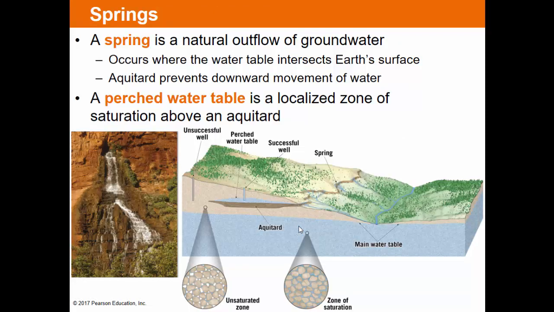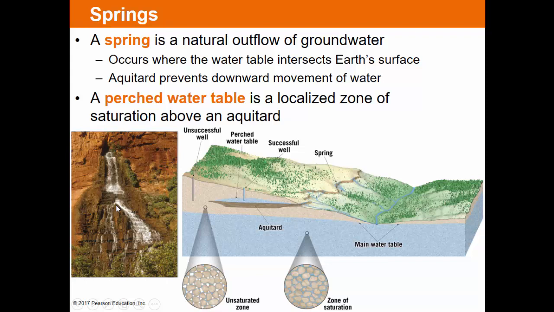As I said, a stream or a spring is where the water table intersects the surface of the ground. So in the case of this spring here on the side of this cliff, it's probably something like this. There's an aquitard at this layer right here. Water that's percolated down from this rock gets to that aquitard. It can't move down any further, so it moves laterally, and it moved laterally until it broke the surface, and then it flows out as a spring.